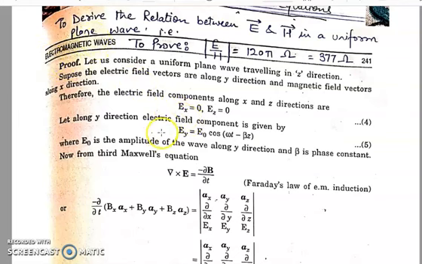Hello students, in this lecture we are going to cover the topic that is to derive the relation between E vector and H vector in a uniform plane wave. That is to prove the magnitude of the ratio of E vector and H vector is equal to 120 pi ohms or equal to 377 ohms.